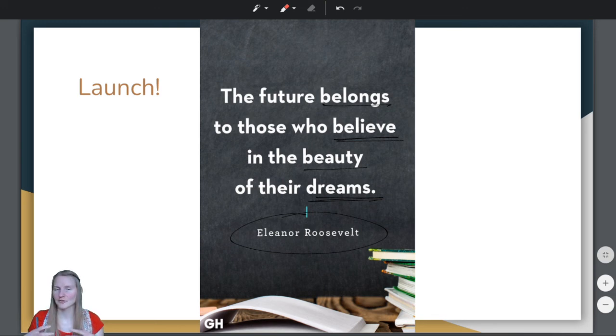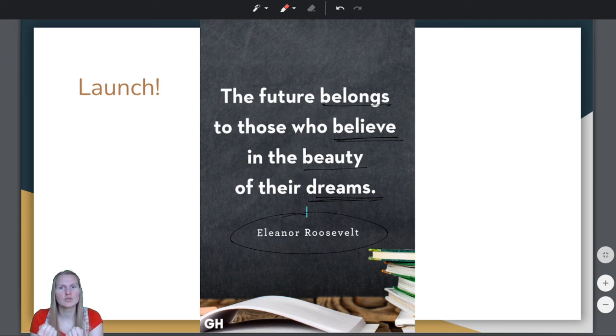What does it mean for the future to belong to someone? Well, it means that you have a hold of your future. You know what you're going to do with your future. It is yours to make whatever you want it to be. Your future can be whatever you want it to be because it's yours. You control it. You control your future.